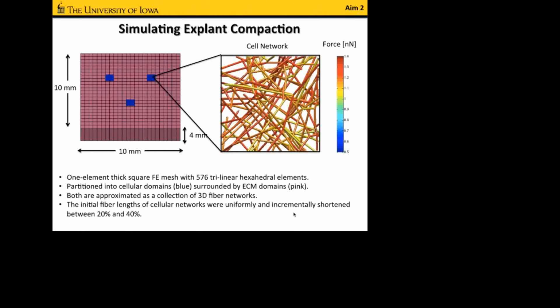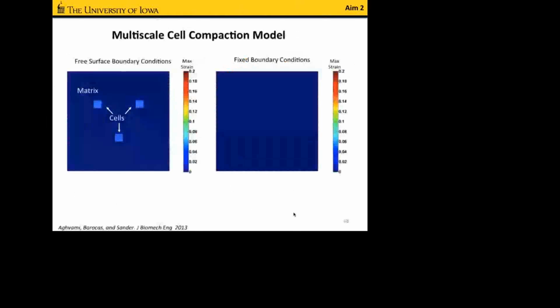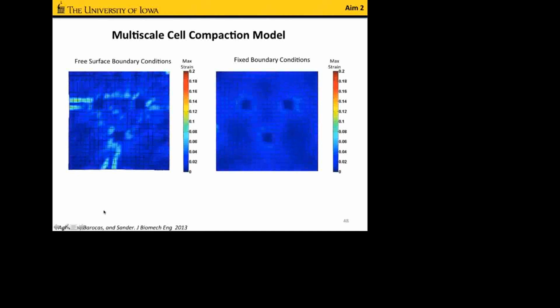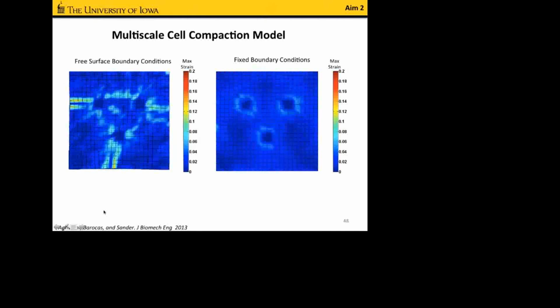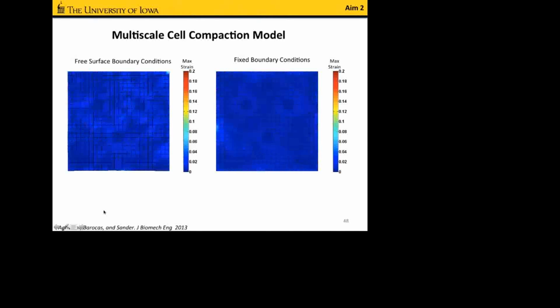So these are simulations for similar parameters to what we've done experimentally, where we're looking at free surface boundary conditions and fixed boundary conditions. Those are where the cells are located and then the surrounding matrix. And here you can see what the strain fields look like for the two different simulations. And you can see that we get the triangular pattern in the strain field that is reminiscent of the triangular pattern of the fiber alignment that we see experimentally, and that there's a difference between the two.